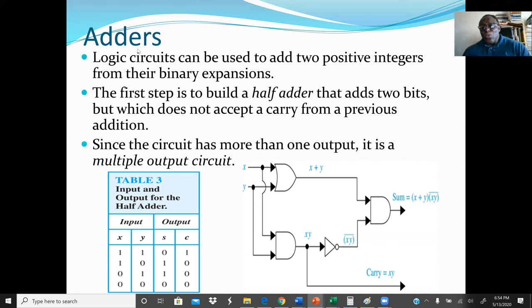So here you can see that we want to add two values. So we have X and Y go through the OR gate, so we get X plus Y. Then we have X and Y go through the AND gate, and we get XY. Then XY will go through the NOT gate to get XY invert. So now XY invert and X plus Y will go through the AND gate, so it will be multiplication. So we get XY invert times X plus Y. Then we also have a carry, which is the same XY, and it will be the carry, XY.